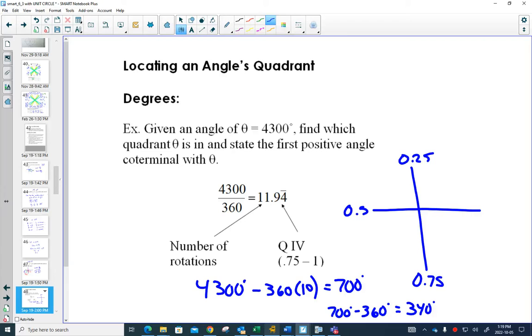So that's how you would do this question if you didn't have a calculator. You just keep adding or subtracting 360. Every time you add or subtract 360, you get another coterminal angle until you find one that you can be like, oh, I know where 340 is. It ends in quadrant 4.